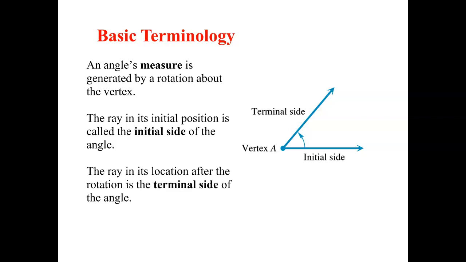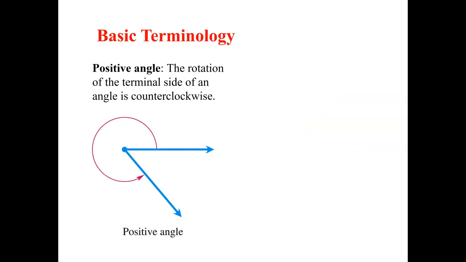The angle was generated by rotating the terminal side away from the initial side. Initial means the starting point, and terminal side means the ending point. The more of a rotation that we make, the larger the angle is going to be.